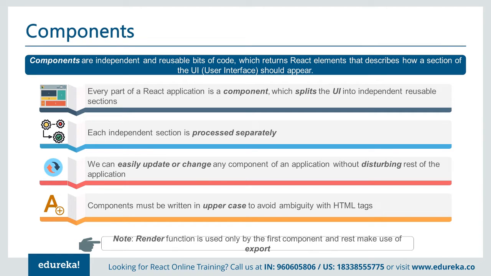Suppose I have a React application that has a header, a display part, a search box, and a footer. What I can do is divide them into small components, and I'll only make a change in the particular component which I want to change. There's no need to make changes in the complete application. You can make a change in a small portion of your particular component, and that's the best part of the component-based structure. A component must be written in uppercase to avoid ambiguity with the HTML tag.